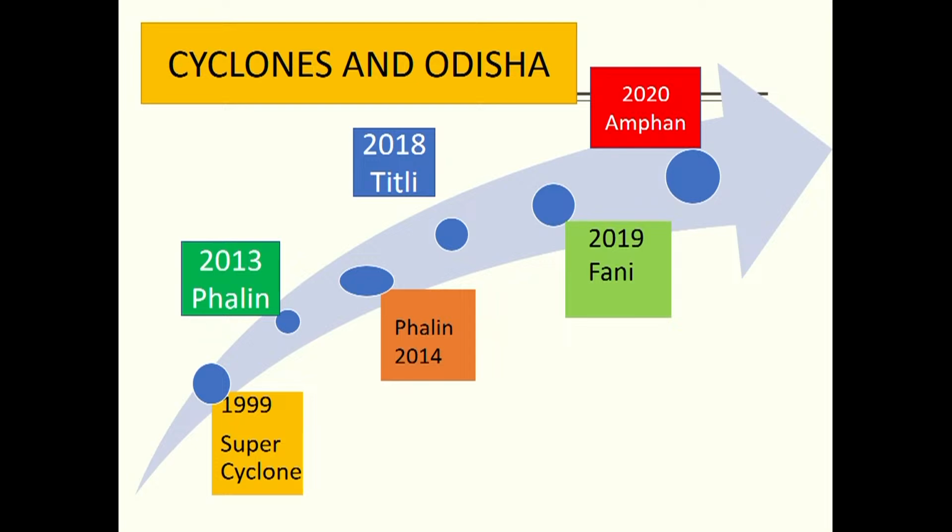Like in 1999, there was a super cyclone. In 2013, Phailin came. So year by year, although the state is developing, due to cyclones and floods, much of the money they have earned through their hard labor also vanishes. Therefore, natural calamity is the major reason for poverty in Odisha.